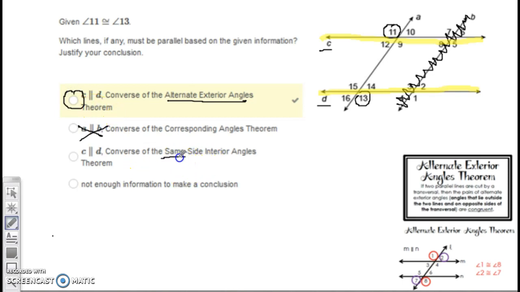This one says they're parallel because same side interior. Well, they're not on the same side of the transversal, and they're not even on the interior of the line. So that's not going to make any sense. So our answer is A.